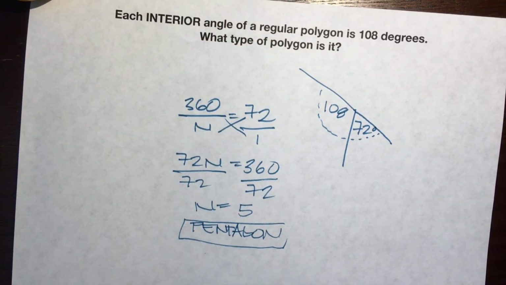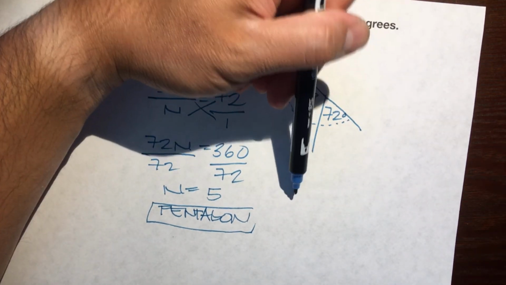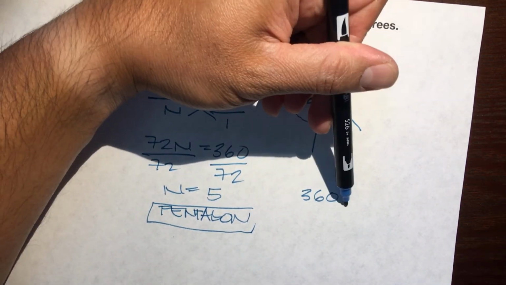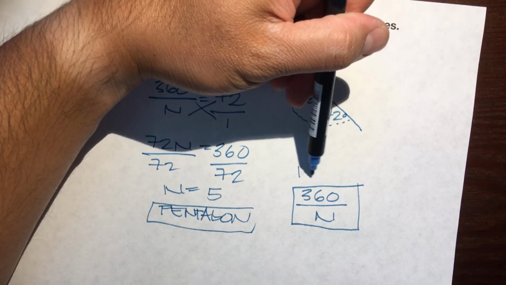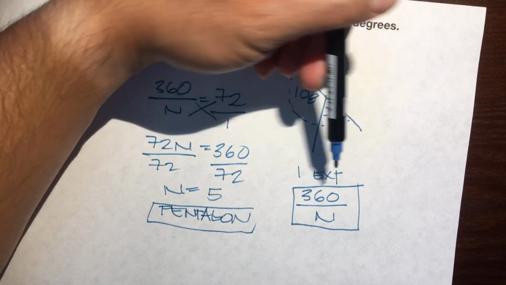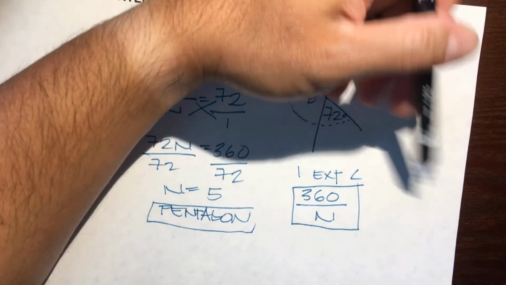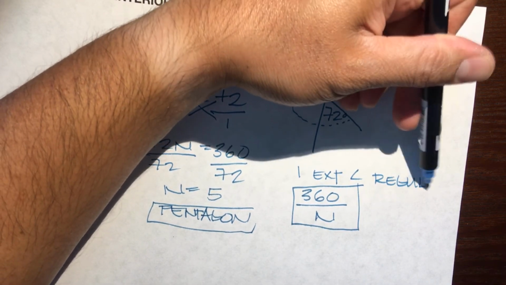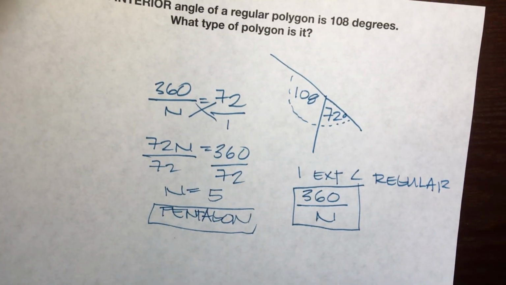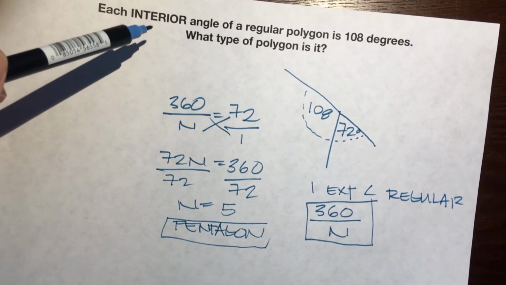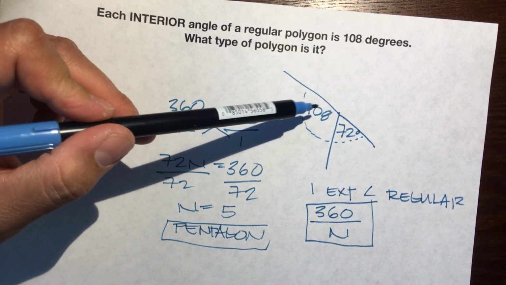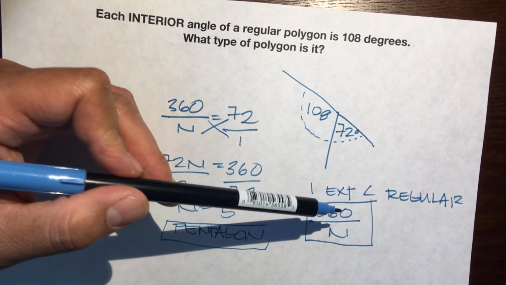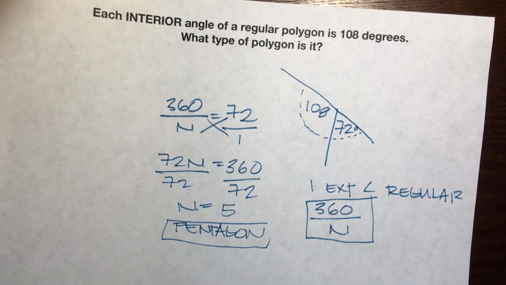So there you go. The big thing from today is that to find one exterior angle in a regular polygon, it's this formula, 360 divided by the number of sides, regular. And the second big thing: if you want to find the number of sides, and they give you the interior angle, we know that they're supplementary, so subtract that interior angle from 180 degrees and just plug it into this formula. There we go.